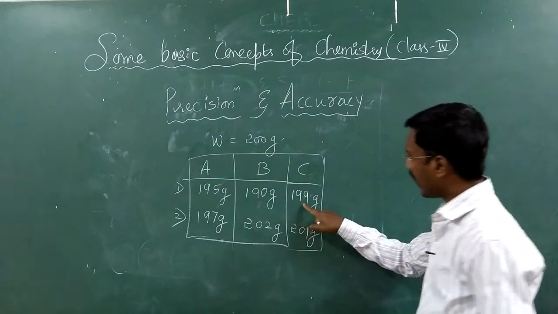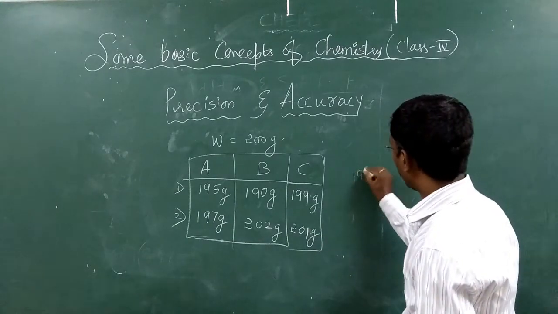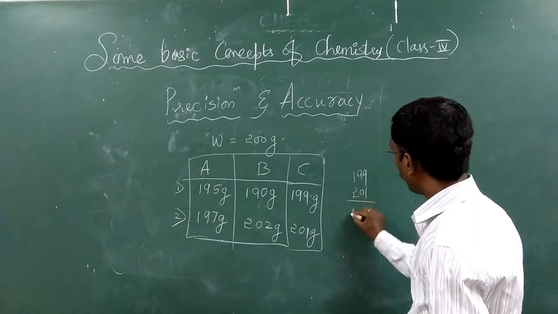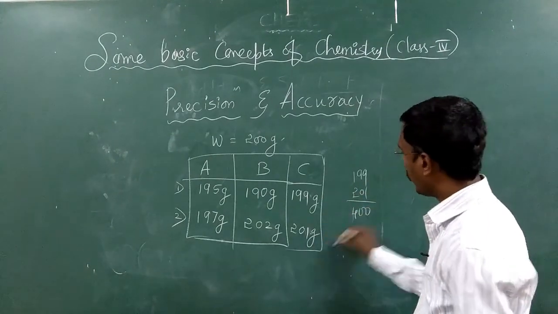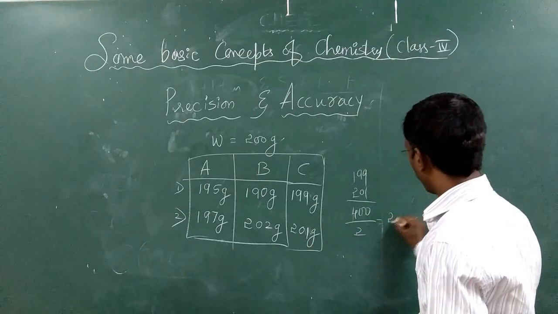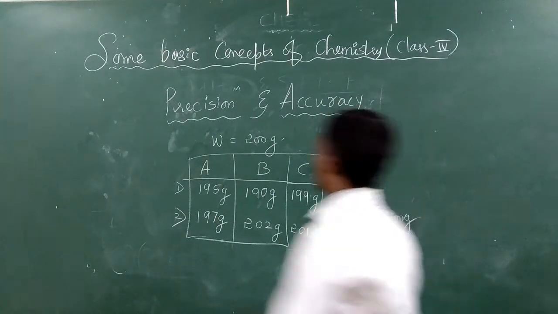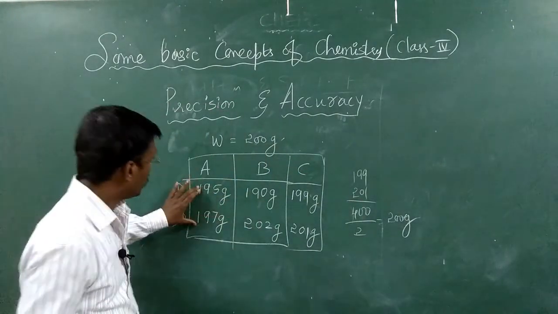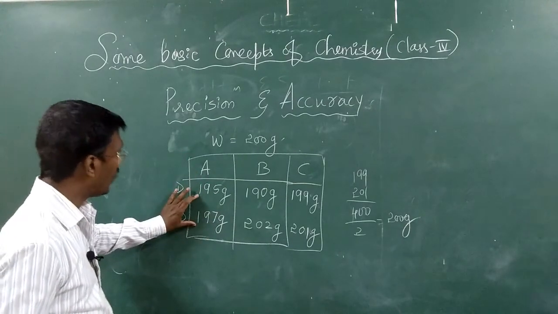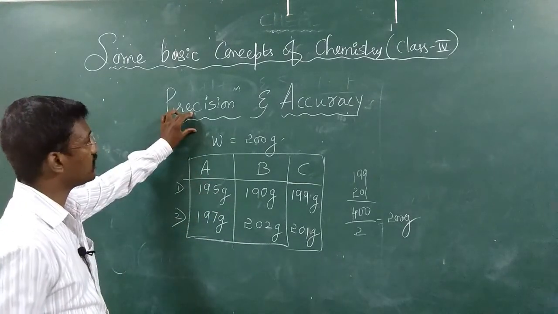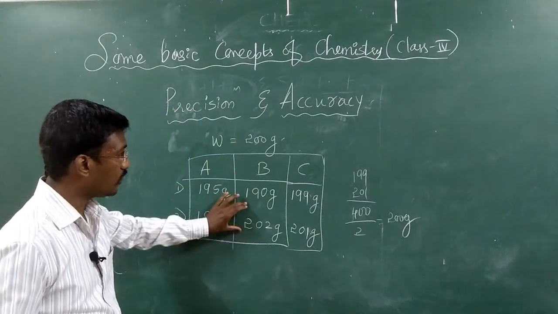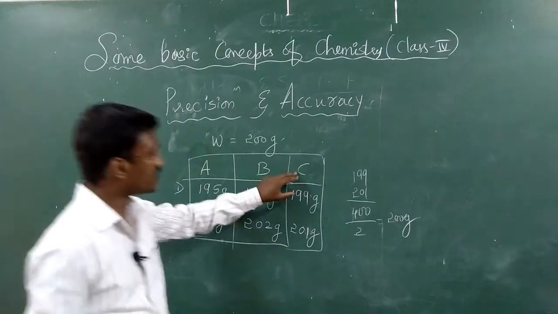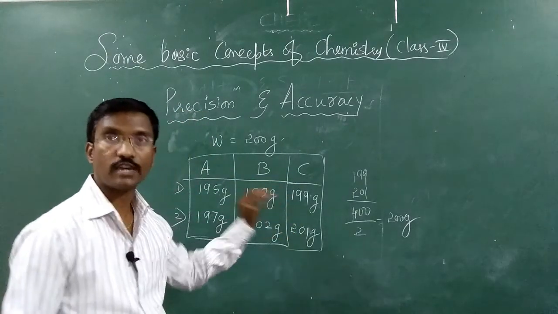Whereas for 199 and 201, I am adding the two values and I get 400, and divided by 2, I am going to get 200 gram. So here 200 gram is the given value. Here, person A measured two values closer to each other, meaning they are precise, whereas the values person B calculated are not closer to each other, meaning they are not precise. Whereas C's values are precise because they are closer to each other.